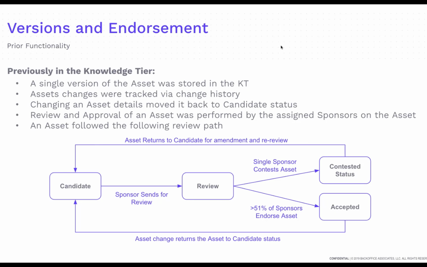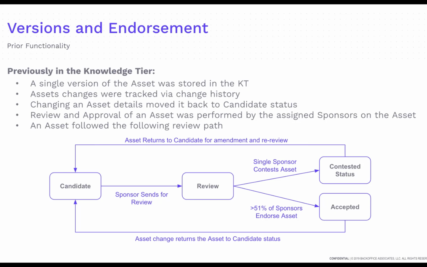So a user could open up an asset, choose to view change history, and they would see all of the changes tracked over time with the individual against those changes. The changing of an asset moved it back to a candidate status. So we had the concept of an asset moving from a candidate through a review process and into accepted, as you can see sort of the process flow diagram below. And that review and approval process of an asset was performed by the assigned sponsors on that asset.